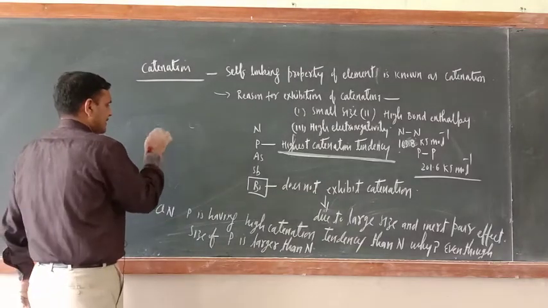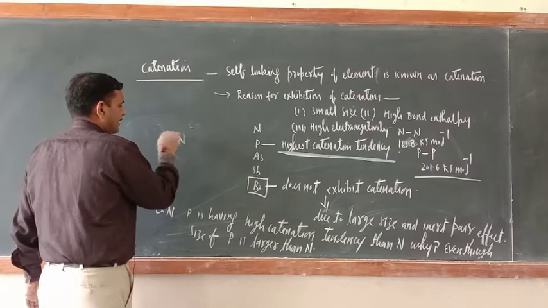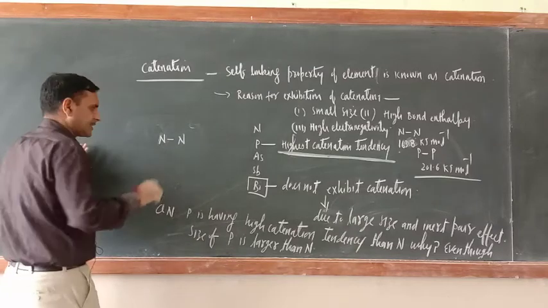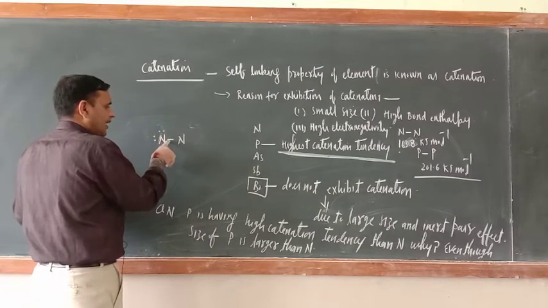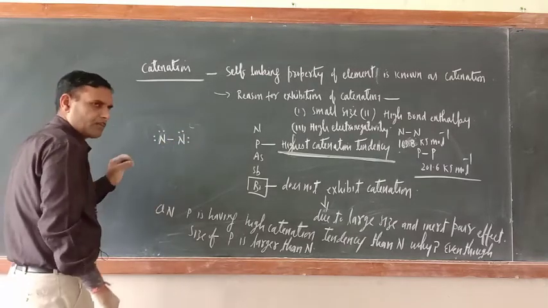Nitrogen, just see. I am making a nitrogen bond, N single bond N. Around the nitrogen, what is there? Just see. 5 electrons are there. So 2 electrons are here and 1 electron is shared here. So this is there. Nitrogen single bond is there.